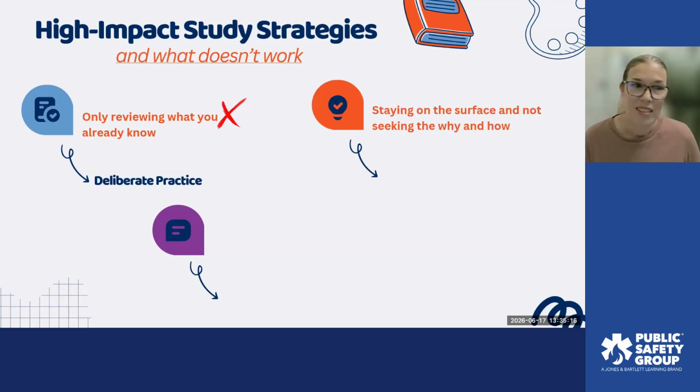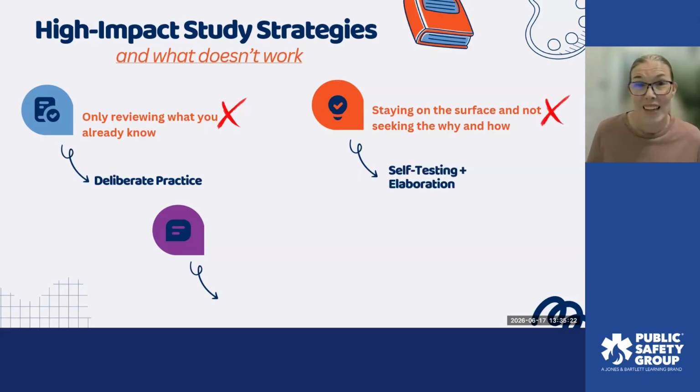Instead of staying on the surface and then not actually digging into the why and the how, you want to do self-testing and elaboration. This kind of pairs really well. It's almost like the advanced version of the active recall and application. Now we're going to go a little bit farther. So we're going to practice retrieving answers, which can come from practice quizzes, flashcards, whatever we want to use for that review. But then we want to dig even deeper.